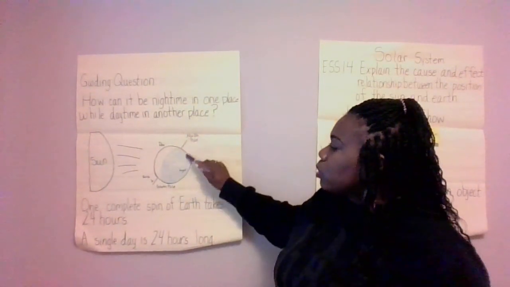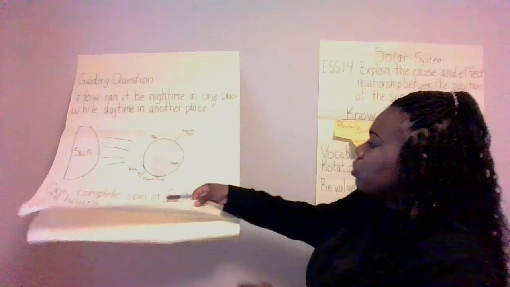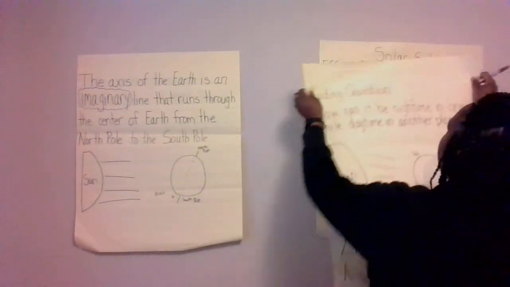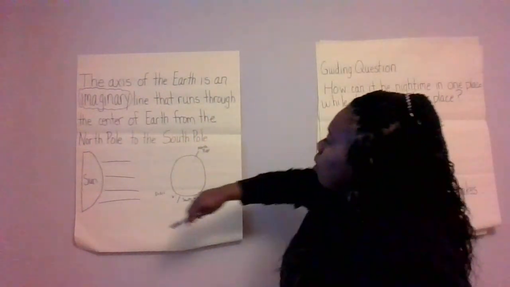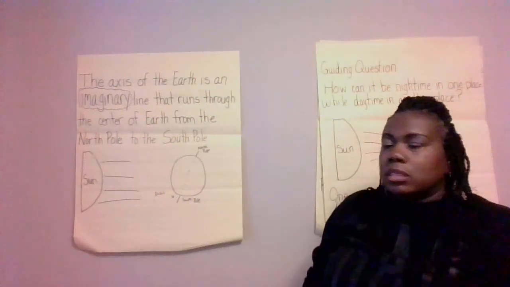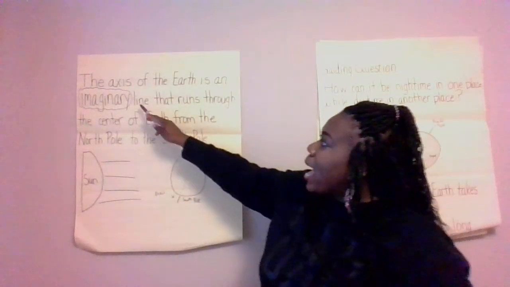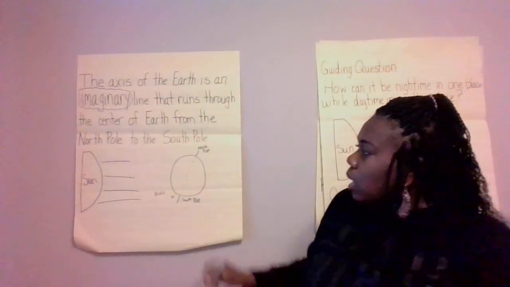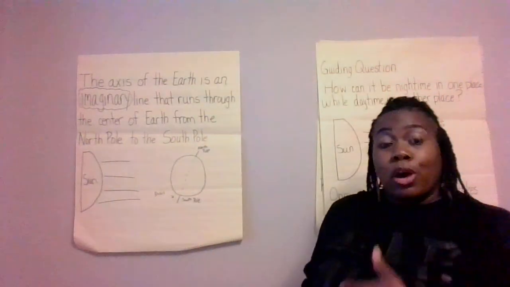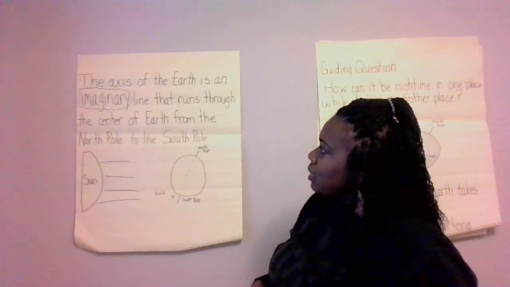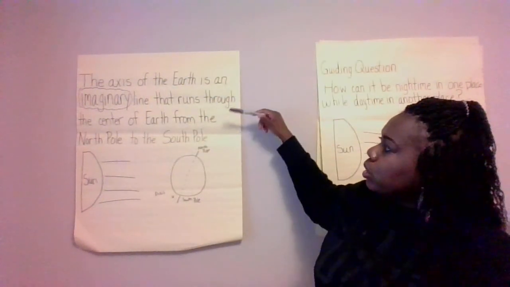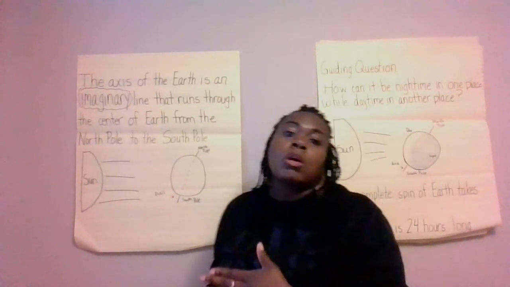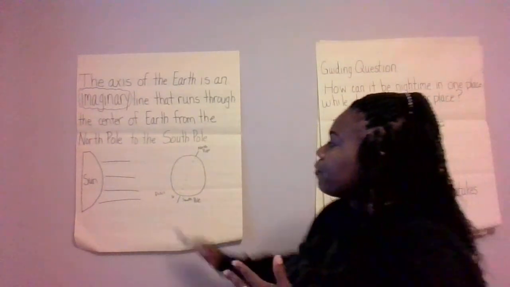Earth is tilted on an axis. Here we have Earth tilted on its axis. The axis of the Earth is an imaginary line, so it's not really there, even though I've drawn it with some dots. Earth is tilted at 23 degrees on this axis. It's an imaginary line that runs through the center of Earth from the North Pole to the South Pole. So Earth is tilted on its axis at 23 degrees in reference to the sun.